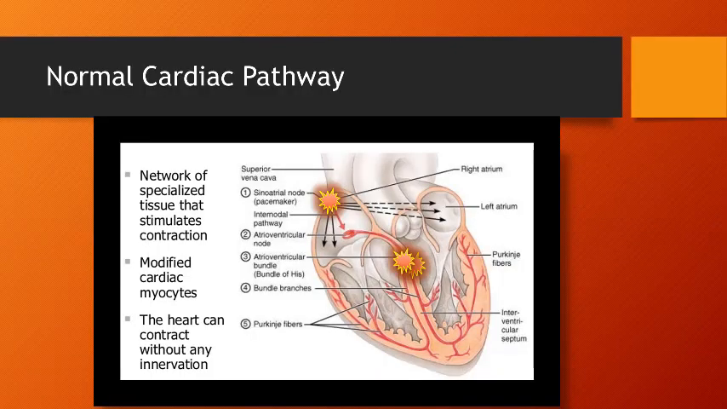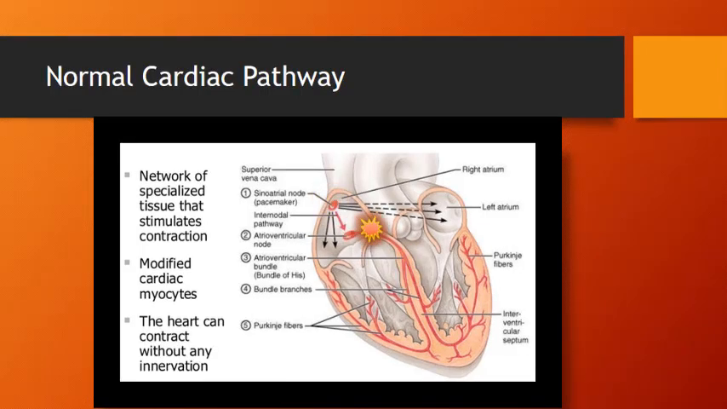The normal cardiac pathway includes a network of specialized tissues that stimulate contraction. It consists of modified cardiac myocytes. The heart can contract without any innervation. In the beginning, the SA node generates the first impulse. It is then transferred to both atria through different internodal pathways, from where it goes into the atrioventricular node, and from the atrioventricular node it takes the bundle of His, which divides into right and left bundle branches, and then subsequently all of the ventricular muscular walls are depolarized.